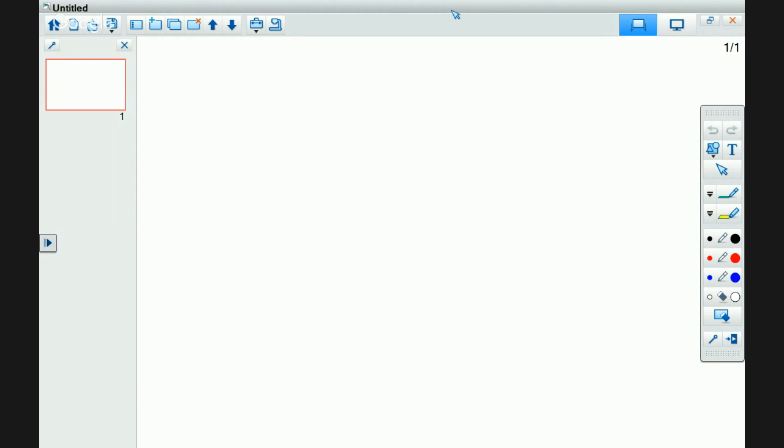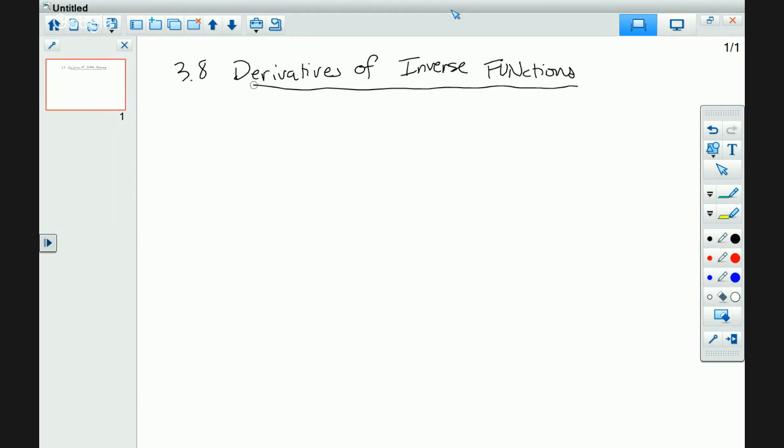Inverse function derivatives. There are a couple ways to do these. I'm going to run through both of them. One is just calculating the inverse and then taking the derivative. The other is actually just using a formula. Okay.